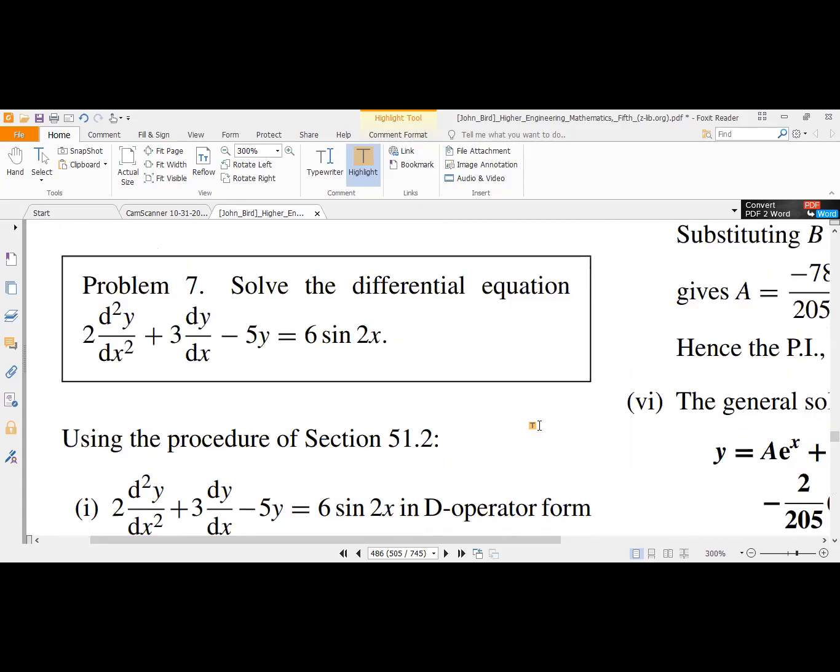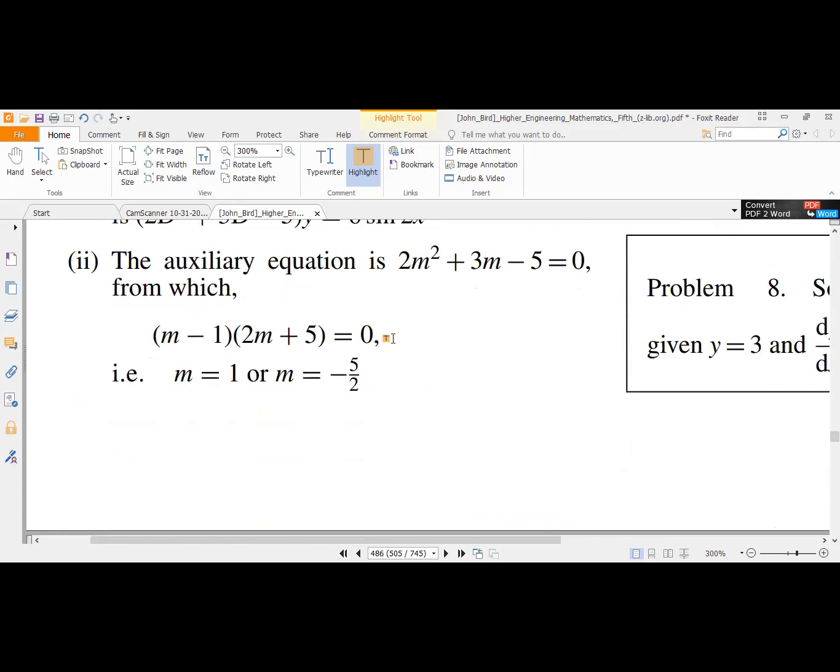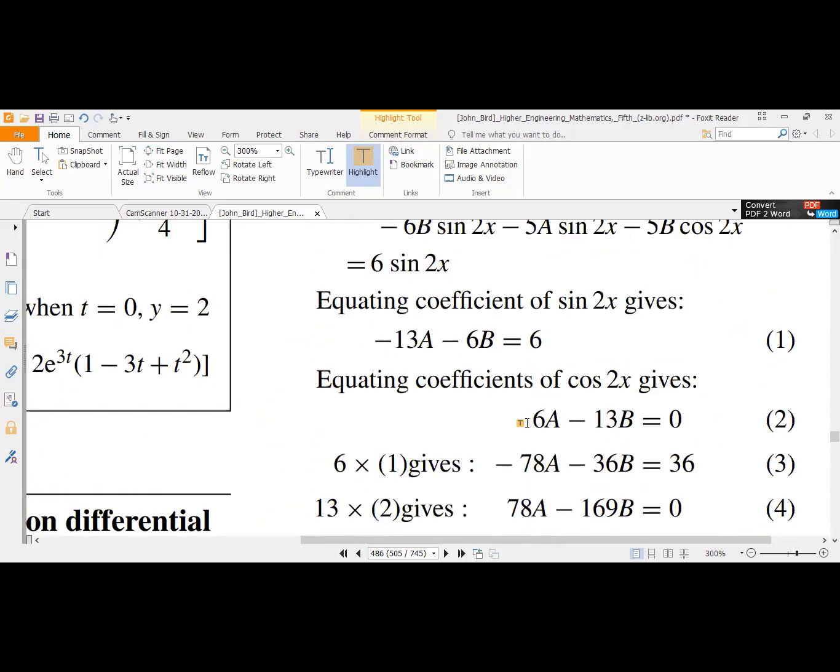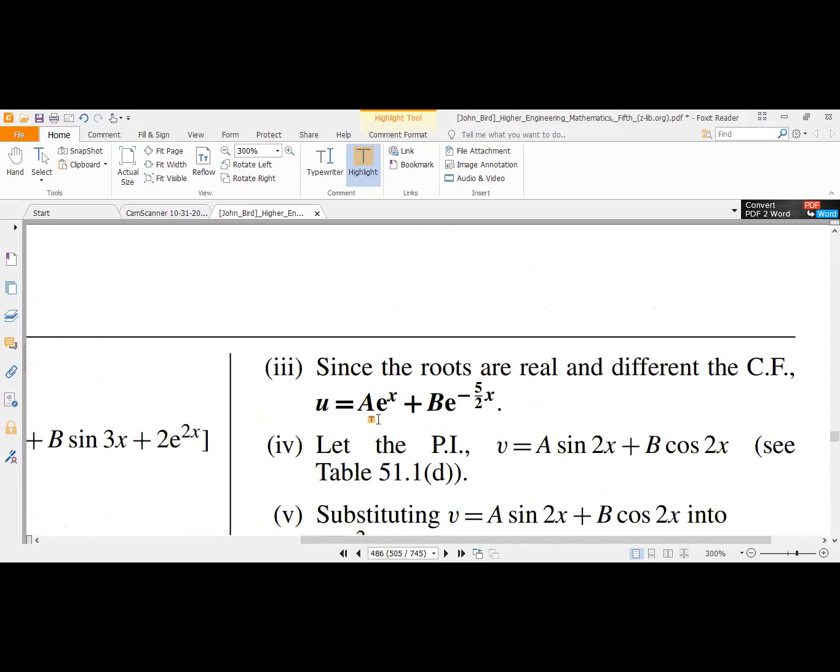Let's look at the first problem now. In the first problem, we have 6 sine 2x, right? Yes, sir. And if you look at the complementary solution, in the complementary solution we have a exponential x plus b exponential minus 5x. You notice that in that case, we can assume a sine 2x plus b cos 2x. Do you notice that? Yes, sir. In this case, it is correct for us to assume a sine 2x plus b cos 2x because none of them is in the complementary solution.